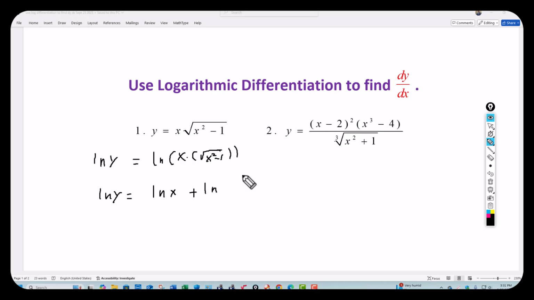So let's just save a step here. This again will be x squared minus 1 to the 1/2, the same thing as square root. I'm going to bring that exponent to the front. And then this would be the natural log of x squared minus 1. And now I just take the derivative of both sides here with respect to x. Now here we have to treat y as a function of x. So we have to use implicit differentiation.